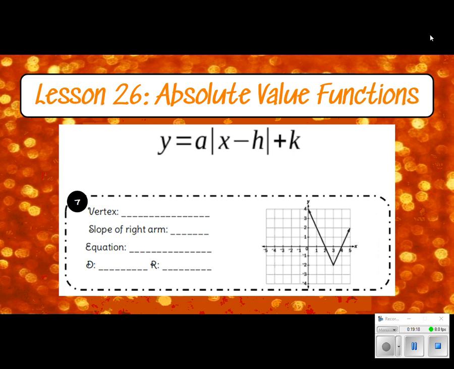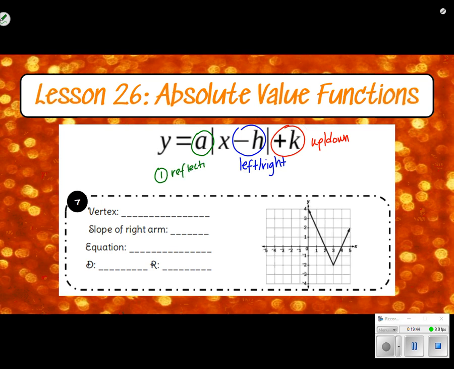Okay, let's look at writing these. So y equals a times the absolute value of x minus h, plus k. So remember, the minus h controls left and right. The plus k controls up or down. These are individual values. And then the a has 2 jobs. It's either a reflection or a stretch or compression, but we're going to look at this as slope of the right arm.